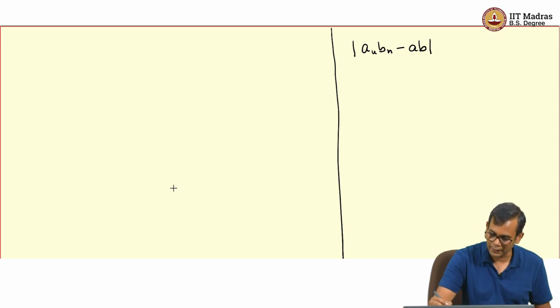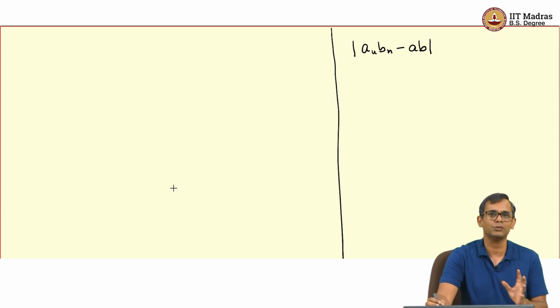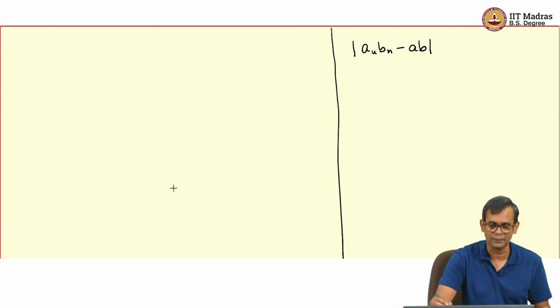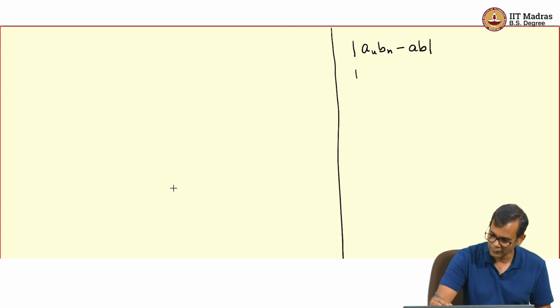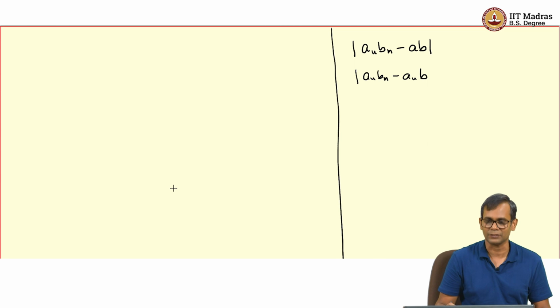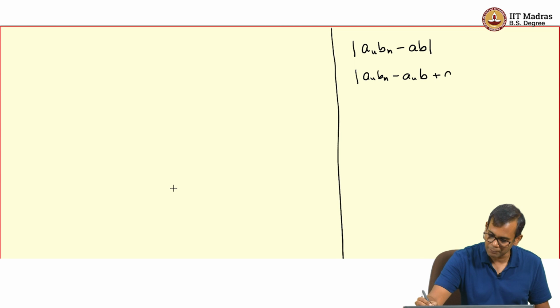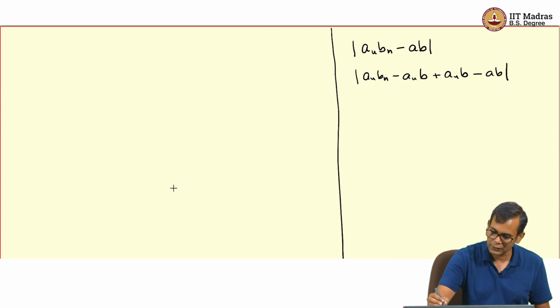One trick that one uses is to break this difference up into two parts and try to control each part separately. This is a common strategy of divide and rule. So a_n b_n should be close to a_n b if n is large, because then b_n would be close to b. So I subtract a_n b, add it back, so I have not really done anything, and then subtract ab. Now I have written this in two parts: a_n b_n - a_n b plus a_n b - ab.